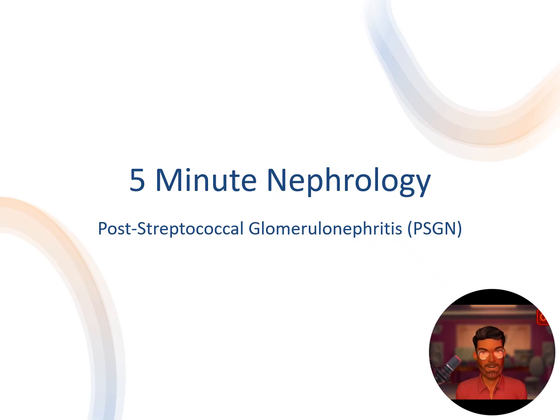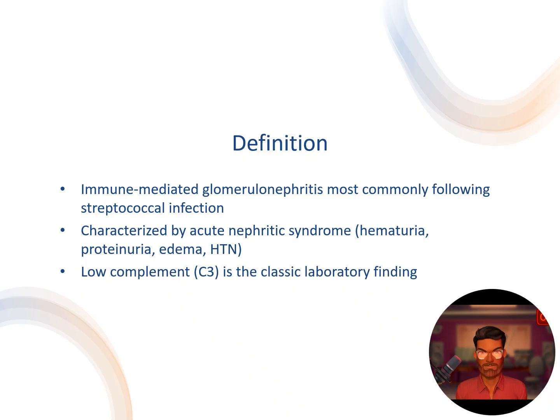Today we're going to talk about post-strep glomerulonephritis. What is the definition of PSGN? It is characterized by immune-mediated glomerulonephritis, most commonly occurring after a strep infection. It can occur after other infections as well, but strep is the most common. It is characterized by acute nephritic syndrome, which is hematuria, proteinuria, edema, and hypertension. Low complement, specifically C3, is a classic laboratory finding.